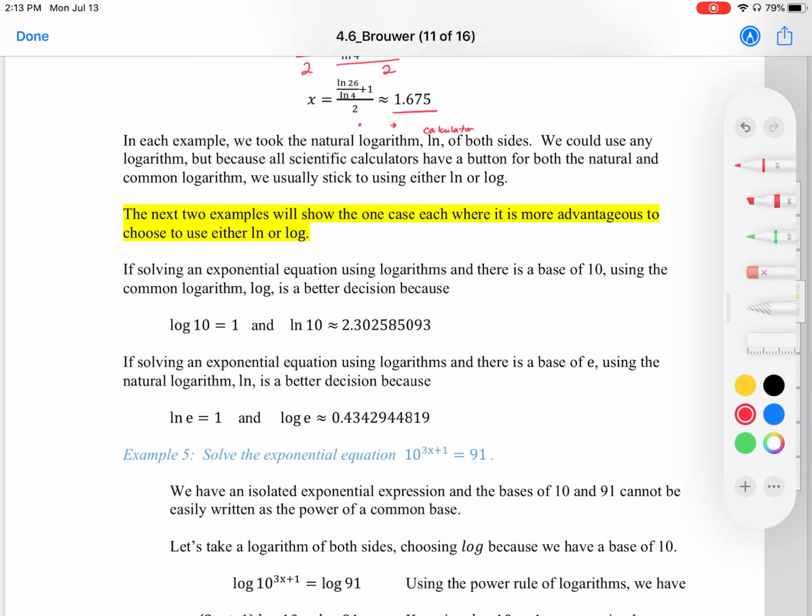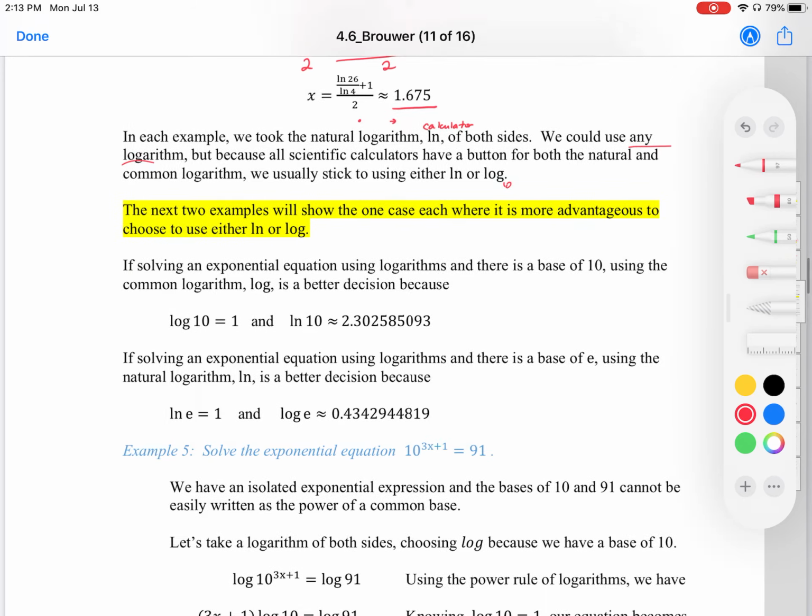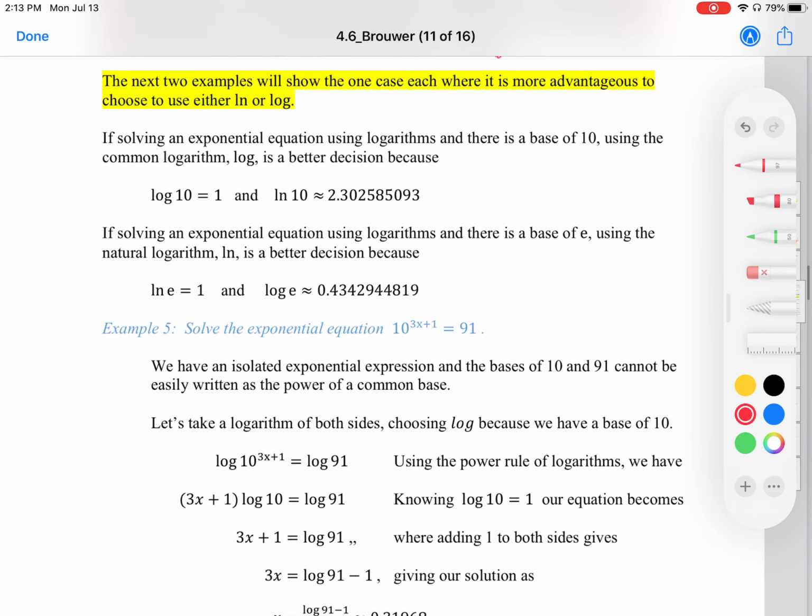In each example, we took the natural logarithm ln of both sides. We can use any logarithm, but because all scientific calculators have a button for both the natural and common logarithm, we usually stick with either ln or log. So that would be like a log base 10. The next two examples will show the one case where it is more advantageous to choose to use either ln or log.